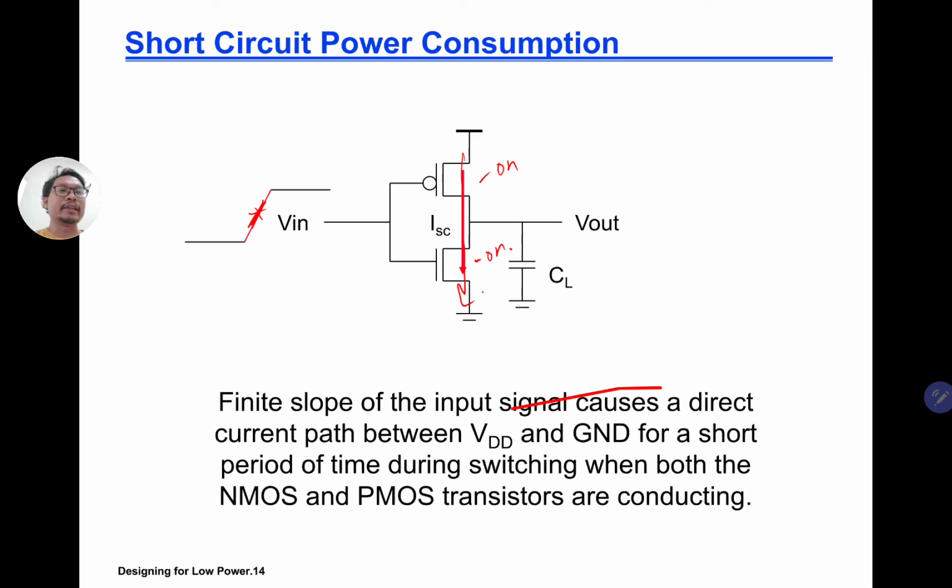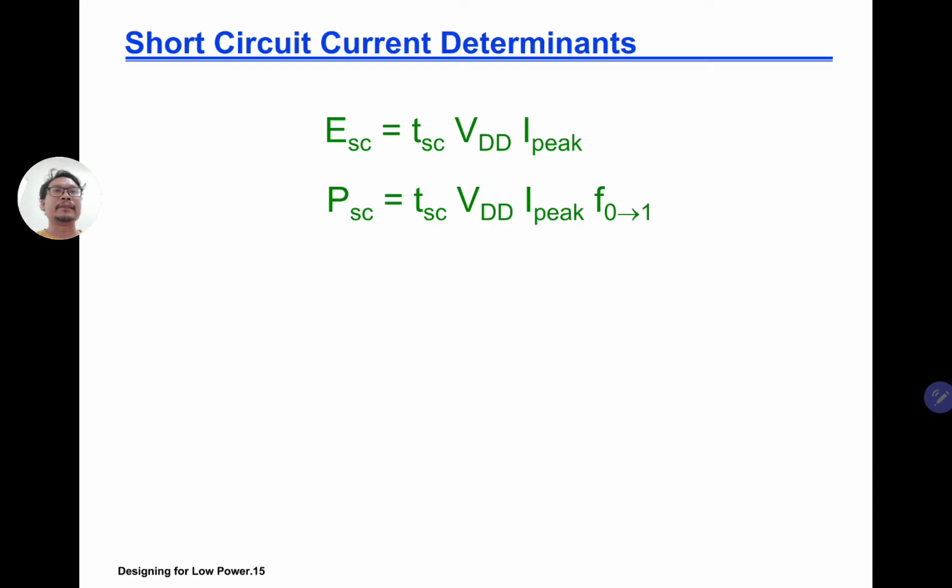The finite slope of the input signal causes a direct current path between VDD and ground for a short period of time during switching, when both the NMOS and PMOS transistors are conducting. Short circuit current determines the energy of the short circuit, which is I VDD TSC, and then the power is I VDD TSC F01, where F01 is P01 times F.